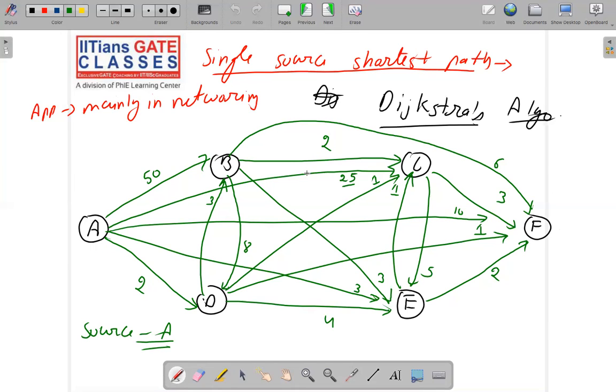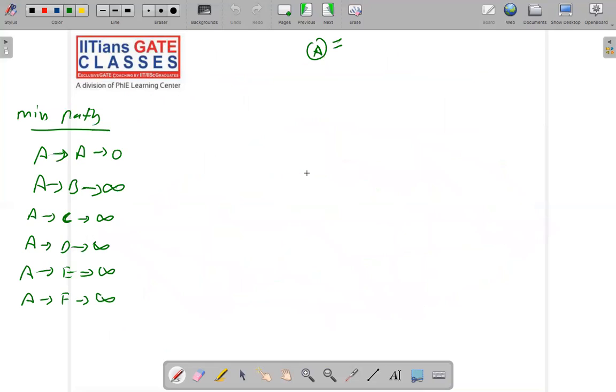to B we have 50 directly. From A to C we have 25. From A to F we have 10. From A to E we have 3. From A to D we have 2. So 2 is the minimum one.